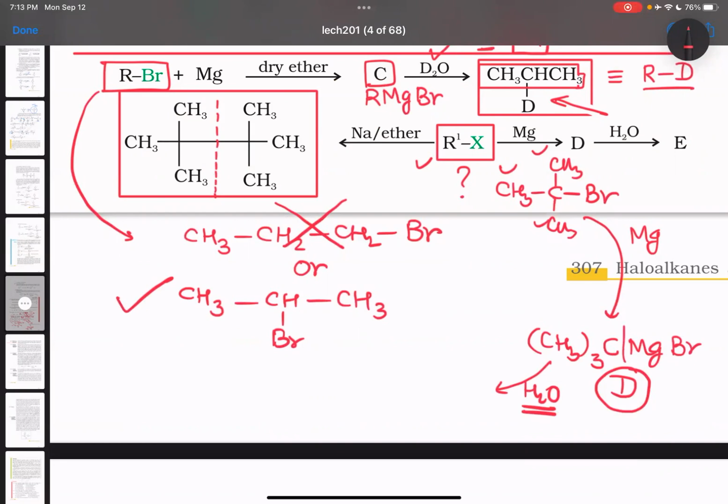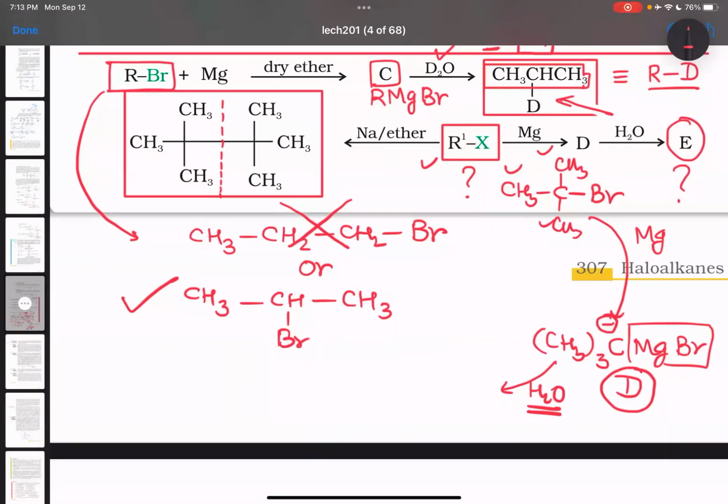So wherever the MgBr is there, the carbon alkyl group has minus charge. Okay, and with water H plus will be released, and H plus you are going to put at the carbon atom. So what is the IUPAC name of the compound E? Can you tell me quickly, Mark, Rayan, Anushka? E. What is E?